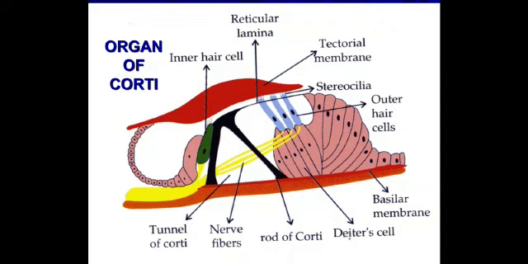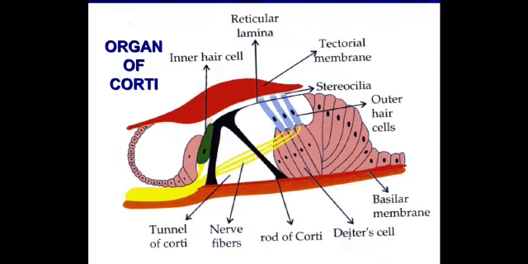So the action potentials are mainly generated by the inner hair cells with the movement of stereocilia. As I told initially, when the movement of the stereocilia is towards the longer stereocilia, there is depolarization. If it is movement towards the shorter part of the stereocilia, it results in hyperpolarization.